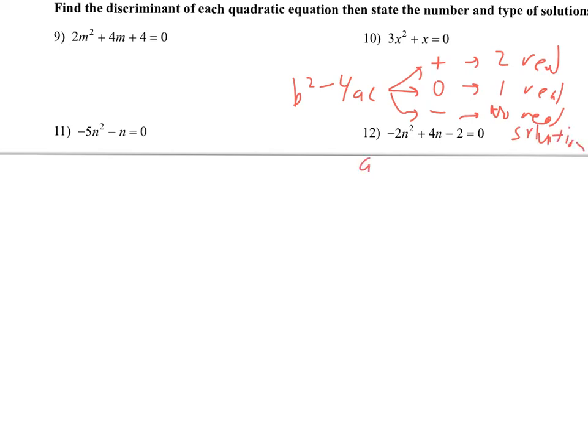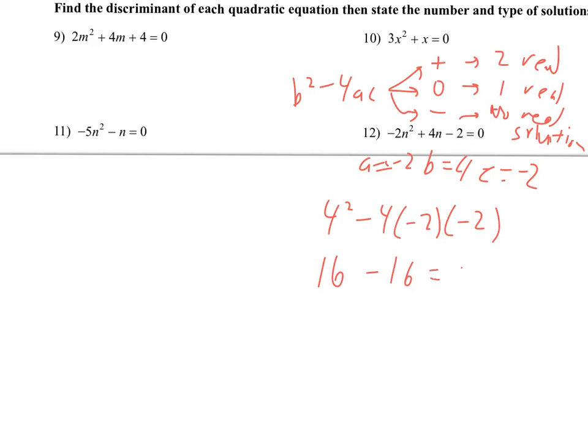Okay, so we know here a is negative 2, b is 4, c is negative 2. So I'm just going to do 4 squared minus 4 times negative 2 times negative 2. So this is going to be 16. And then negative 4 times negative 2 is positive 8 times negative 2 is negative 16. So this is going to come out to 0, which means we have 1 real solution.